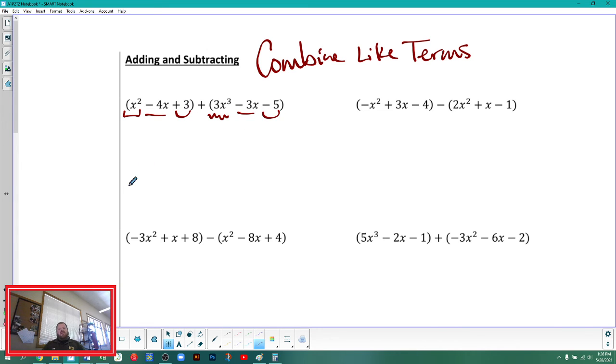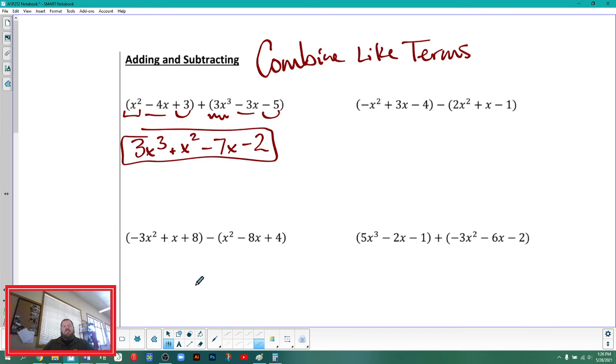I use different styles of underlining as I just look through it once to figure out what I'm going to have to do. And so I only have one squiggly underlined, so that's the only one to worry about there. I only have one kind of bracket underline, square underline. Then I have a -4 and a -3. Those combine to give me -7x's. And a +3 and a -5, which combine to give me -2 constants, or numbers.